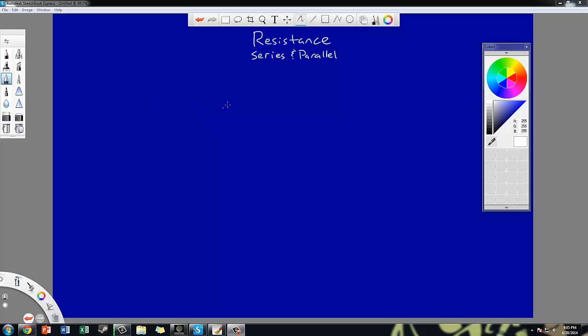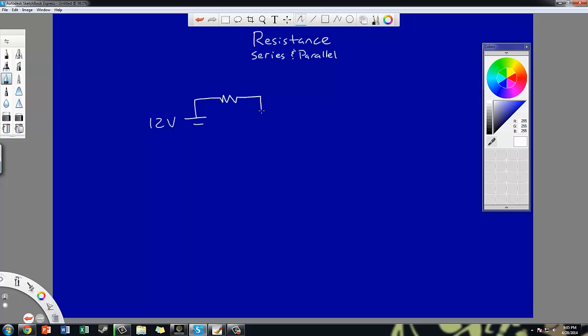What I'm going to go over now is how to solve for the values of resistance, current, and voltage for series and parallel resistor circuits. To begin, I'm going to draw a battery here. We'll call this 12 volts, and it's going to be attached to 3 different resistors.